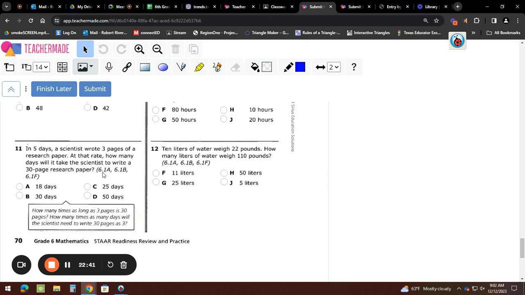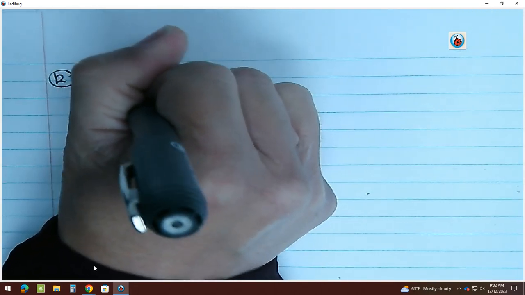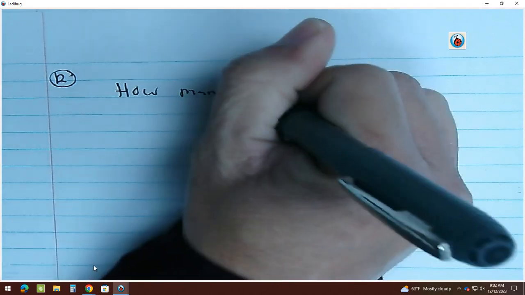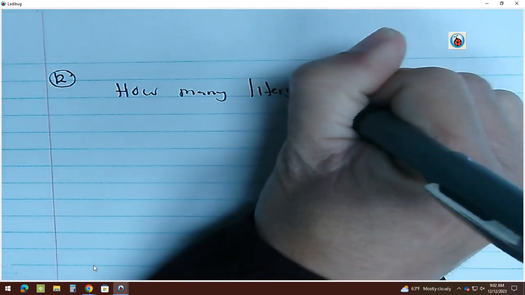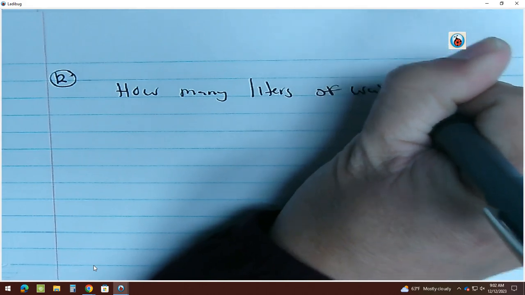Number 12, the last one. It says 10 liters of water weigh 22 pounds. How many liters of water weigh 110 pounds? Let me get another paper. So number 12, I start with my question. My question is, how many liters of water?